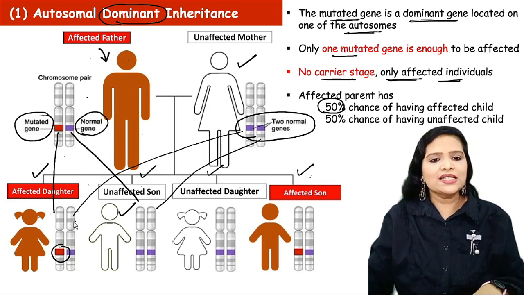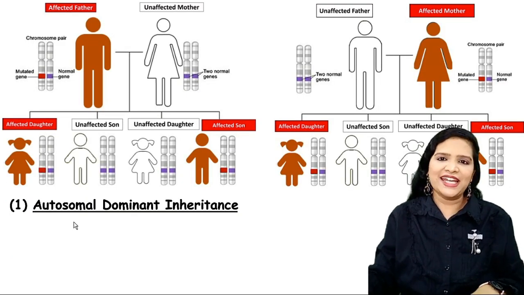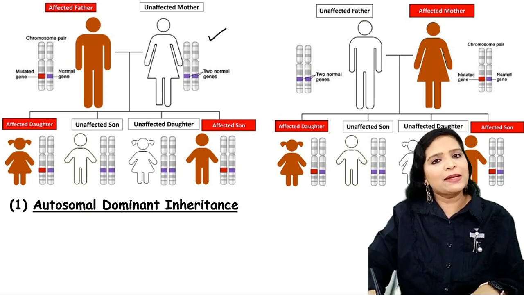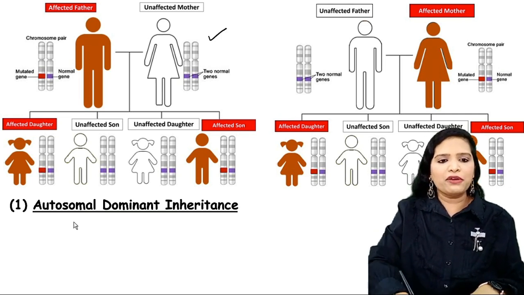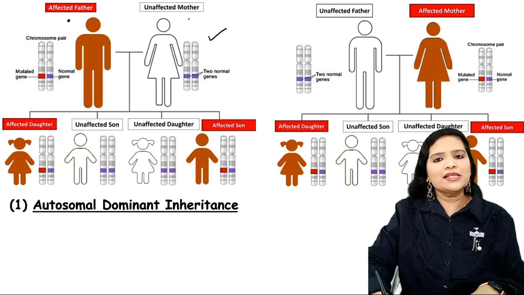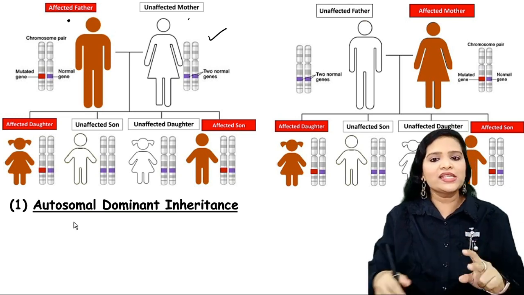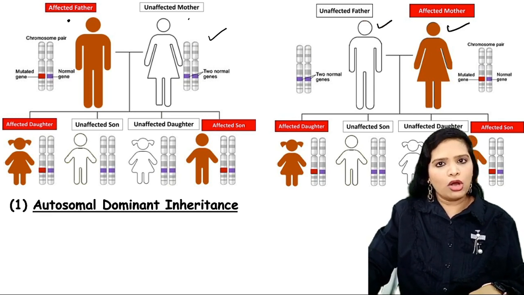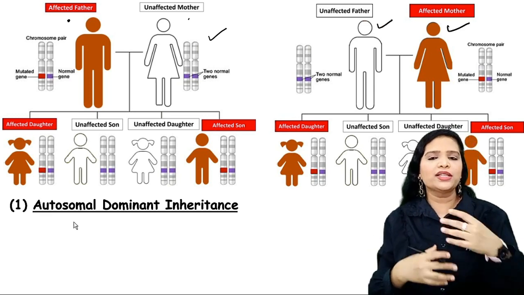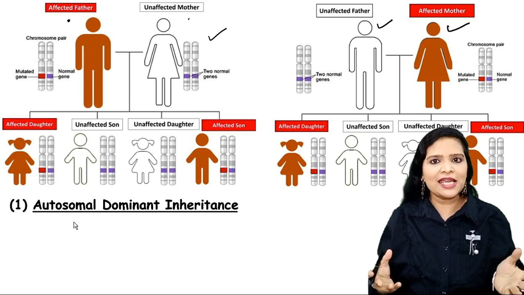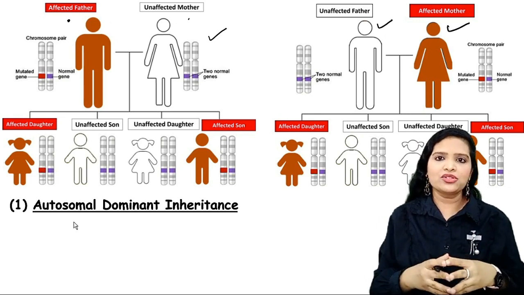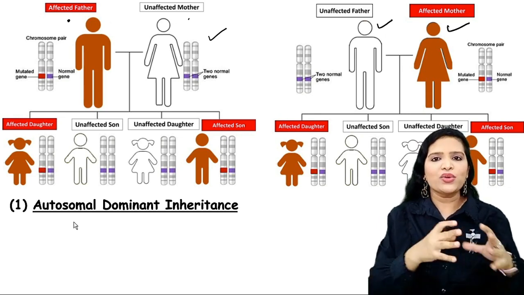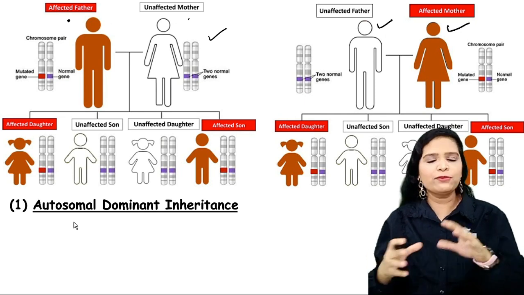Okay, so this is autosomal dominant type of inheritance. This is the first example we have seen in the previous slide, where the father is affected and the mother is normal. If it is just vice versa, that means the mother is affected and the father is normal, what would be the combination for the children? It will be the same because these genes are present on the autosomes. So exactly the combinations will be the same for the offspring.